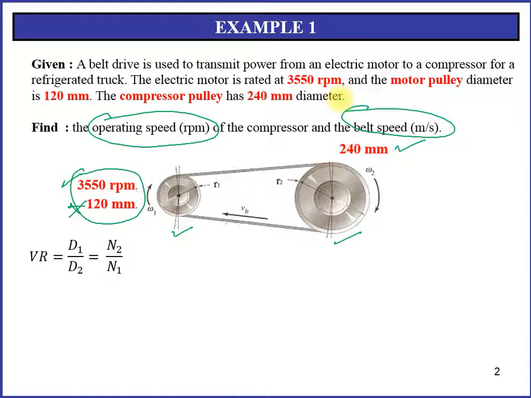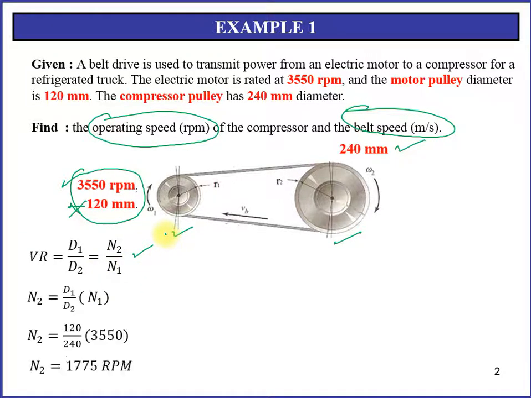First, from the velocity ratio, this is the velocity ratio equation. So we just put in all the data and then you get the rotation of the output pulley is equal to 1775 RPM.